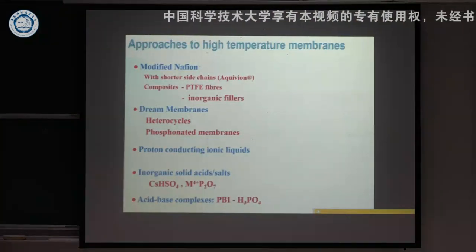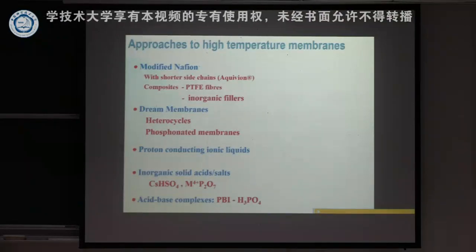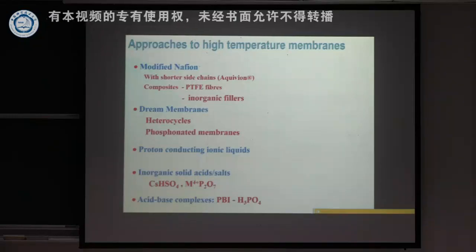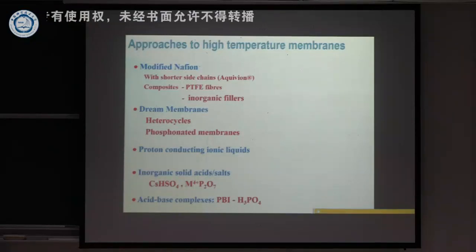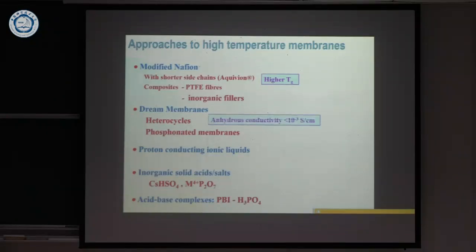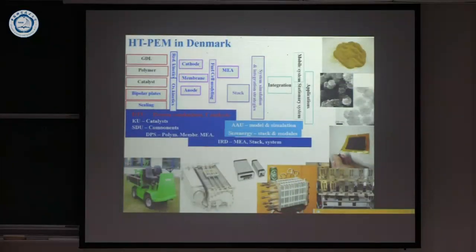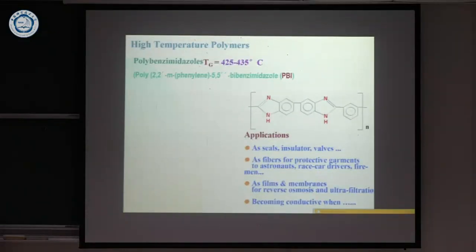Now, this summarizes what the possibilities are at higher temperatures, and the system I want to concentrate on is this PBI system, which is doped with phosphoric acid. So let's not go into details there. He's talking about the situation in Denmark, which I skip.